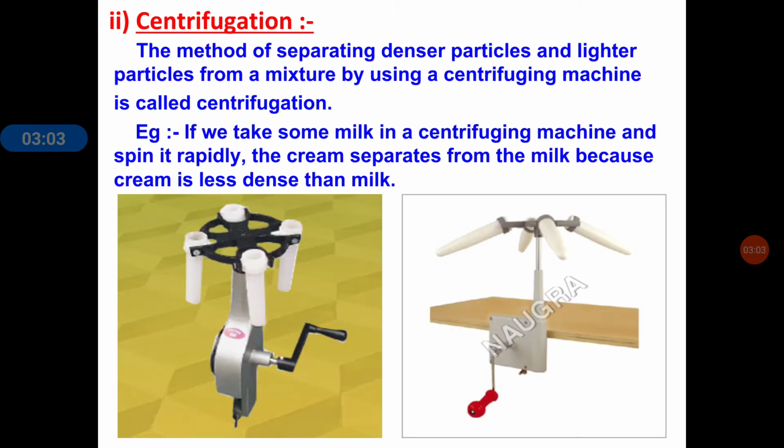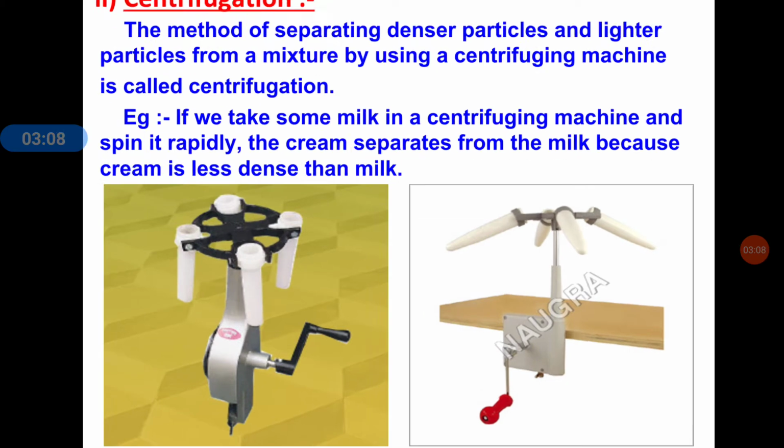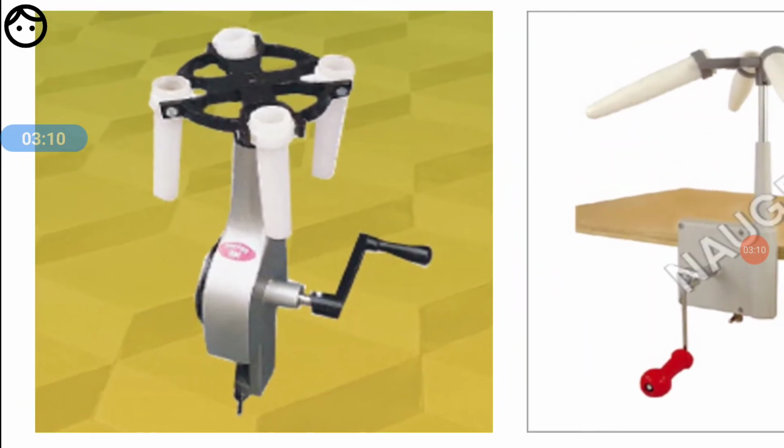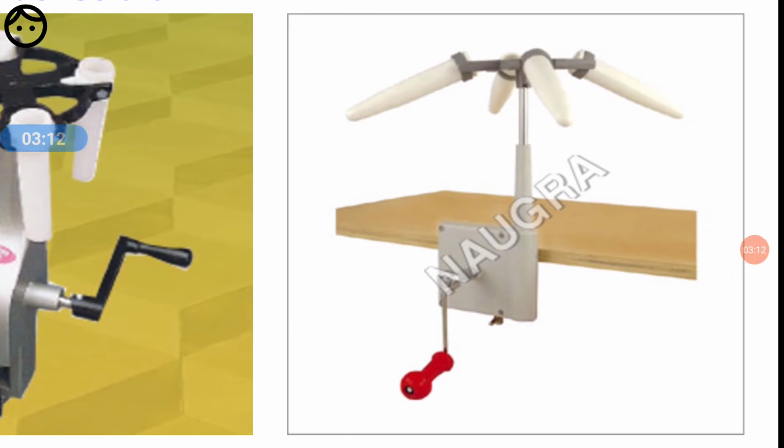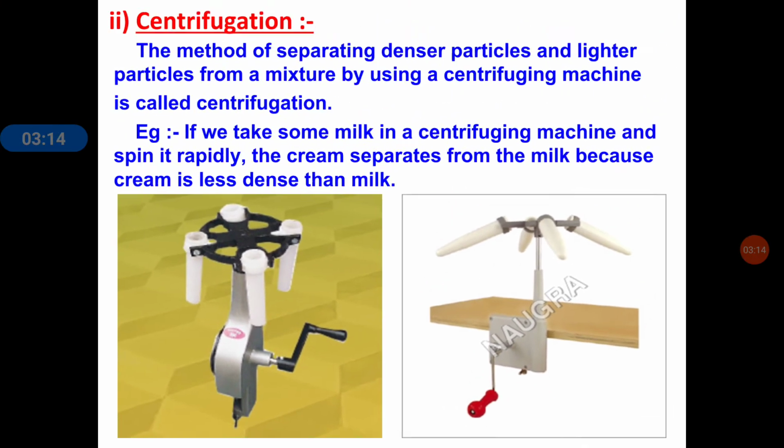Now see, the second method is centrifugation. You can see this machine in this picture; this is a centrifugation machine. In this method the denser particles and the lighter particles are separated by the centrifugation machine.